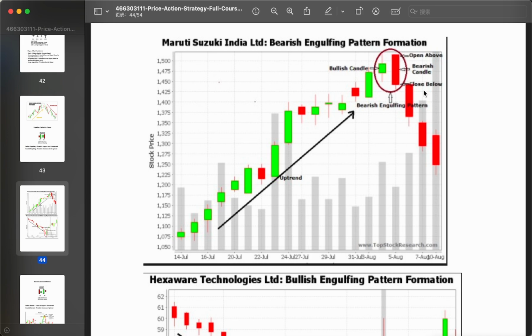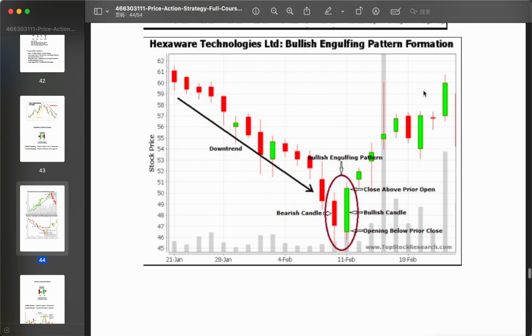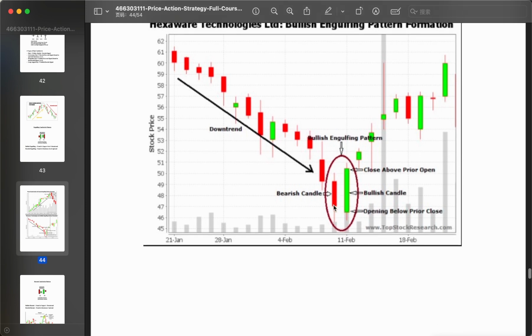And here you can see this is Hexaware Technologies Limited, and this is a downtrend market movement. Then you hit a bottom where you have a shorter reddish candle versus a longer green candle, which provides a bottom signal. That is a typical pattern of a bottoming signal.